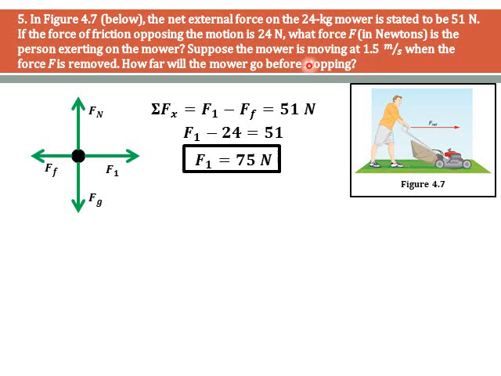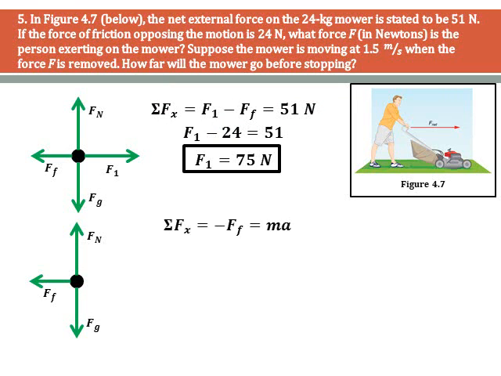Now the second part of this says, suppose the mower is moving at 1.5 meters per second when the force F is removed. So the force that he's applying is removed. How far will the mower go before stopping? All right, so we know the initial velocity is going to be 1.5 meters per second. We know the final velocity is going to be 0 because it's going to stop, and we're looking for how far it's going to go, and we can use the net force in order to figure out the acceleration.